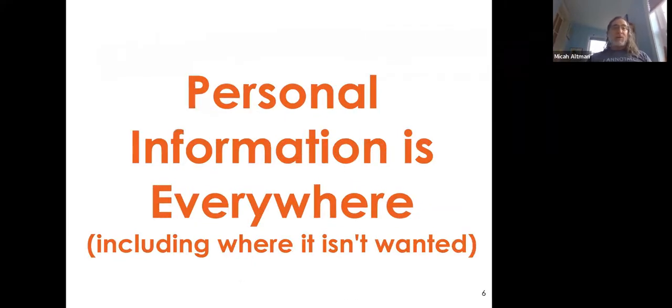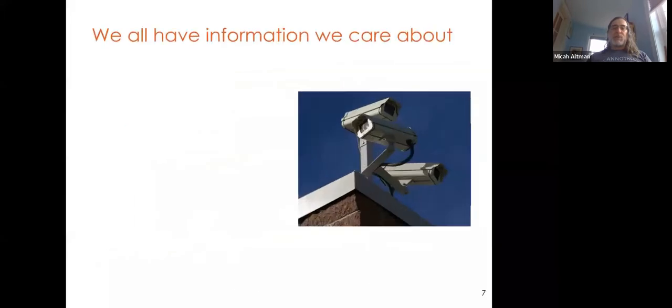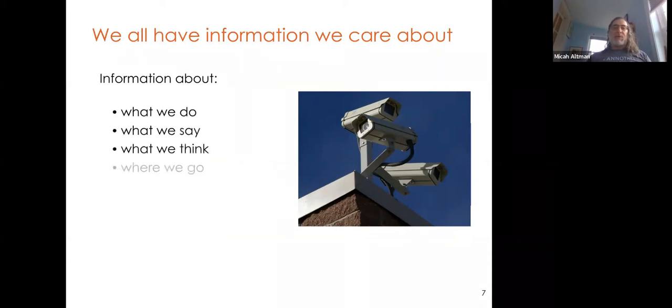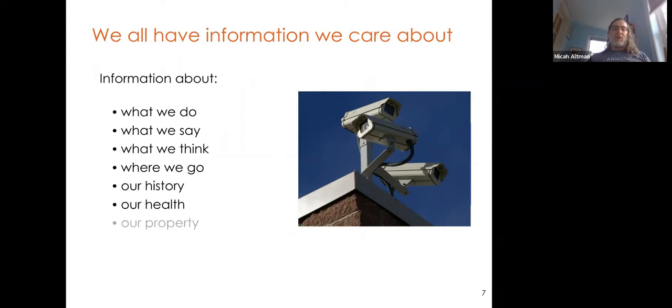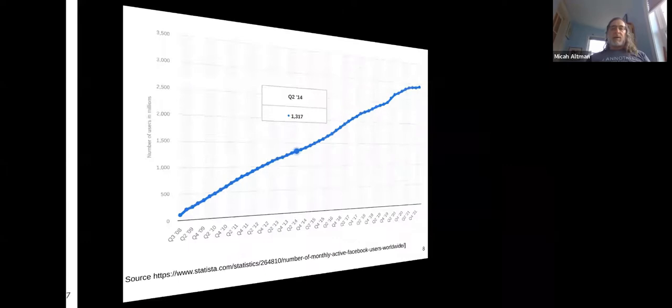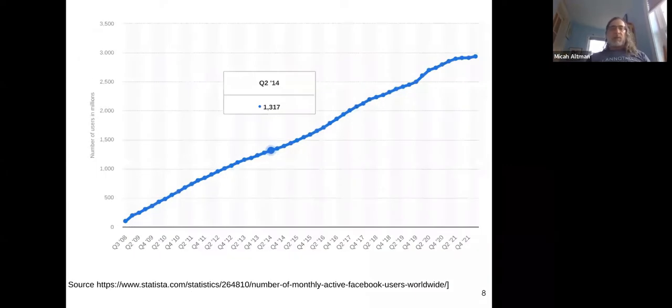So one of the facts of research now and of the world is that personal information is everywhere, including where it isn't wanted. And that includes information about what we do, what we say, what we think, where we go, history, health, property. All of this information is much more commonly observed, recorded, shared. It's the subject of research, it's the subject of commerce. And a lot of this is voluntary.